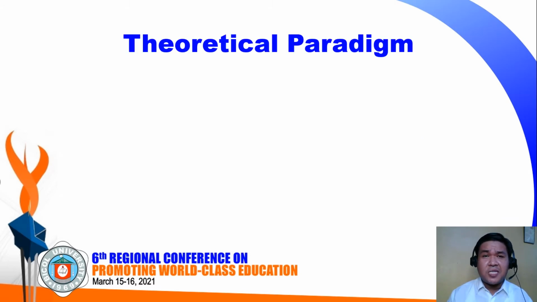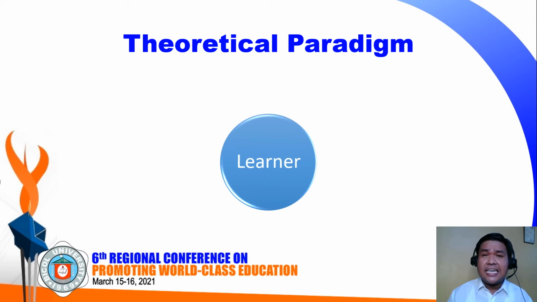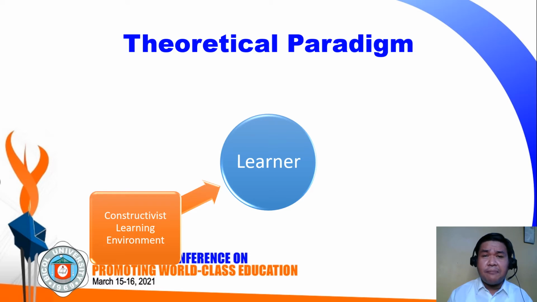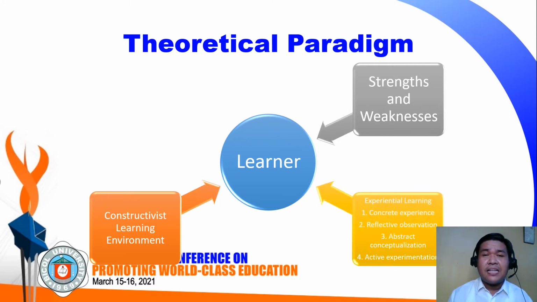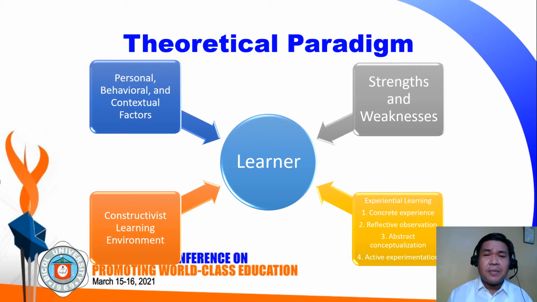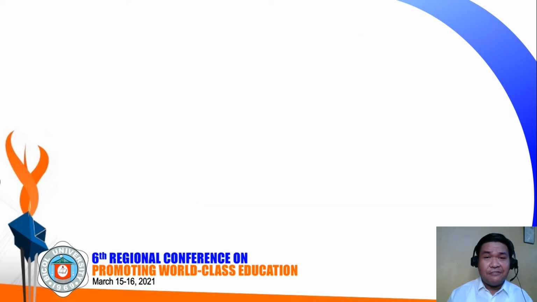This is the theoretical paradigm of the study. The learners construct knowledge in a constructivist learning environment by using representations in doing the performance task. Through it, students are given opportunities in enhancing their strengths and weaknesses. In the process, the learners undergo the 4 stages of experiential learning. These include concrete experience, reflective observation, abstract conceptualization, and active experimentation. Likewise, learning is influenced by personal, behavioral, and contextual factors. Through these theoretical models, the learning of physics is assumed to be more meaningful, relevant, and effective.